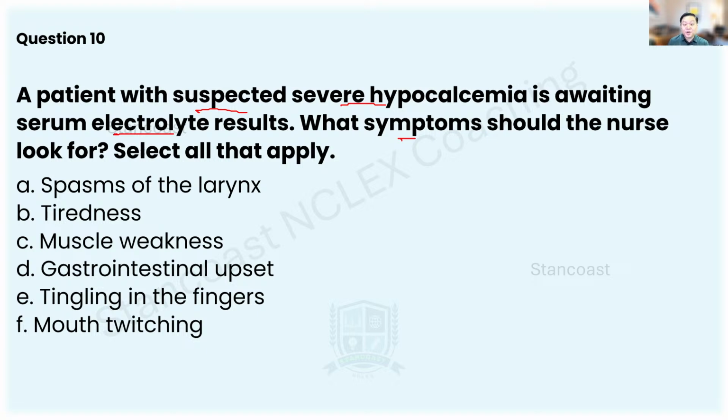If you answered letter A, spasms of the larynx, yeah, this is one of the correct answers. As we know, in a case of hypocalcemia, this is one of the symptoms, guys. They will have increasing spasms of that airway. This can lead to the laryngeal spasm. So this is a priority.